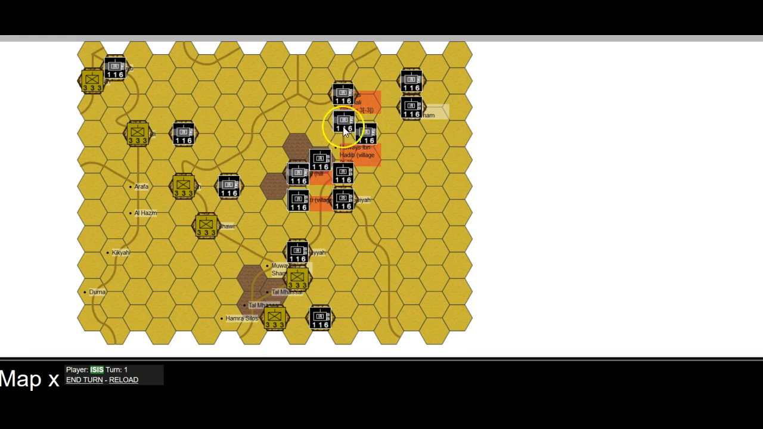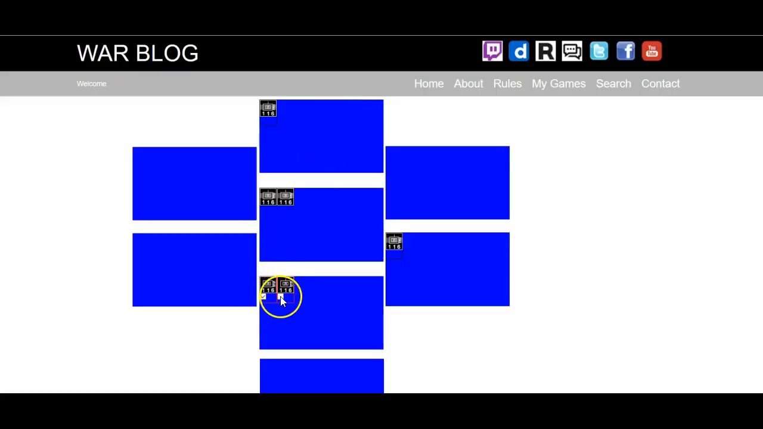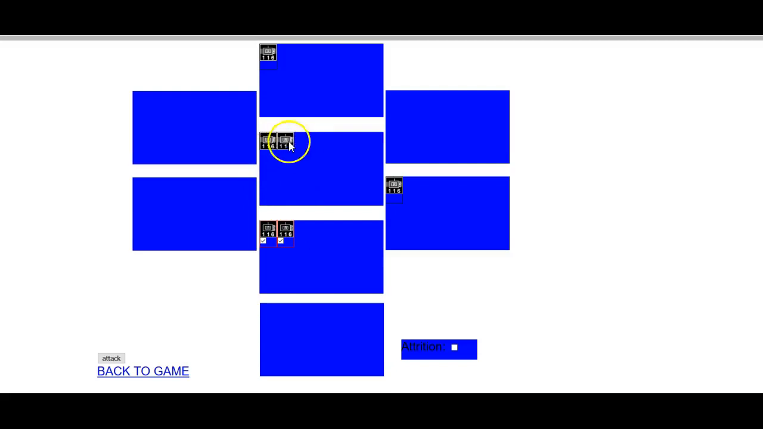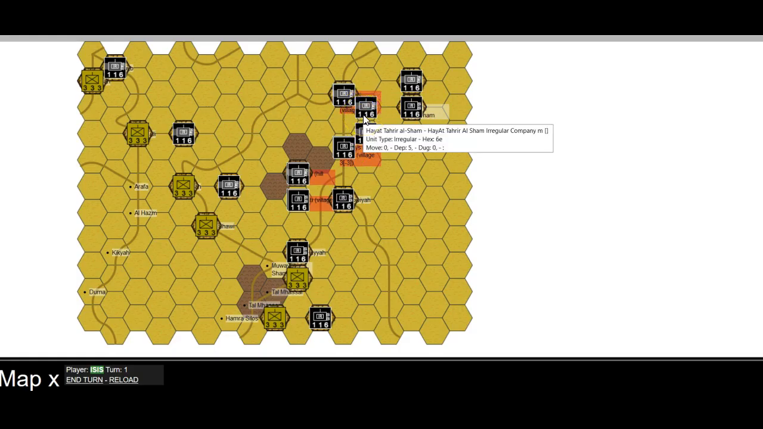Depression 1, depression 1. He's on depression 3. Ooh, 0.1 movement means he can continue the fight. And I think we really have no option but to try and follow on against these units. 5 to 1 and a DE, great result. And that's resulted in this one now being at depression 5 and this one at depression 3, depression 1.